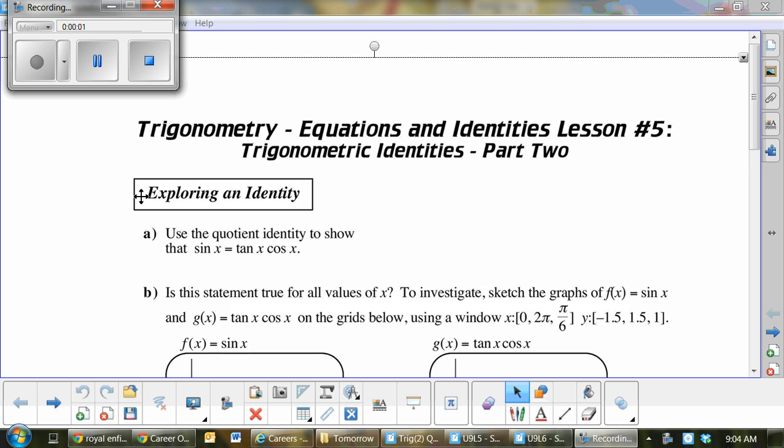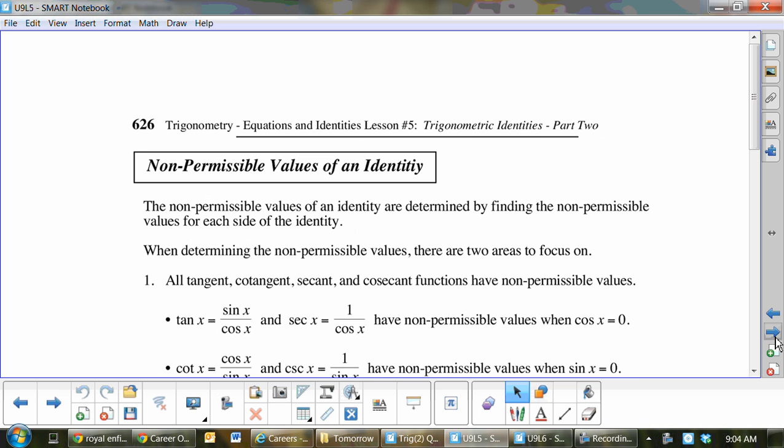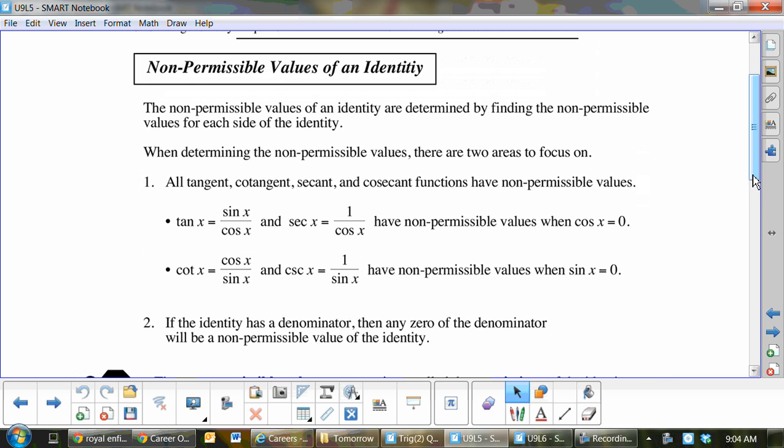Okay, so in this part 2 of trig, we are going to be looking at non-permissibles. We're going right to the next page. Now, non-permissibles happen in trig just like they happen in anything else that has fractions. Here's two scenarios. It's going to happen in tangent, cotangent, secant, and cosecant functions, okay?